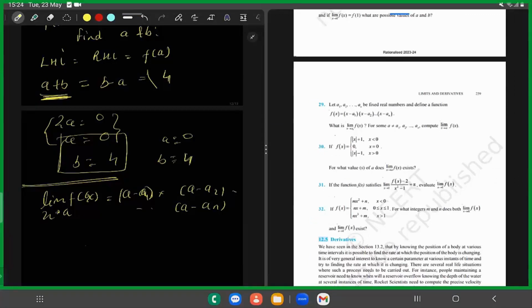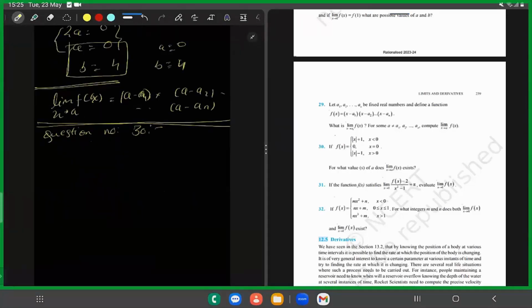Okay, so this is about this question, and if we move to question number 30, you are given some definition of the function, and you have to tell for what values of a the limit exists. So let's say there is some value of a for which this limit exists. If we put the value of a in the given expression, then we get the limit of f(x) as x tends to a is equal to mod of a plus 1 and 0 and mod of a minus 1. So these are the left hand limit, and this is the right hand limit, and this is at x equal to 0.